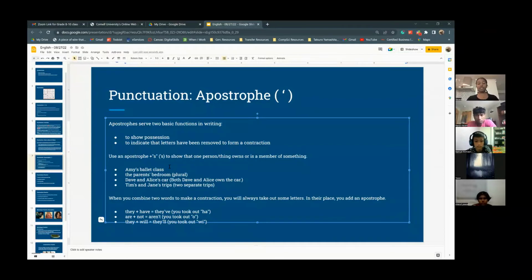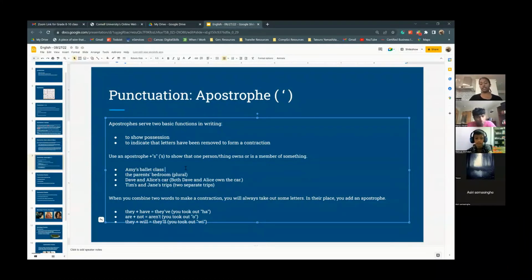Right? So, Amy's ballet class. Can someone give me an explanation of what that means? It is Amy's ballet class. Yes, exactly. And then when we're using plural forms, so my parents' bedroom, because you have two parents, right? So parents would be plural, and then you'd use the apostrophe after the S when it comes to giving plural ownership of things.